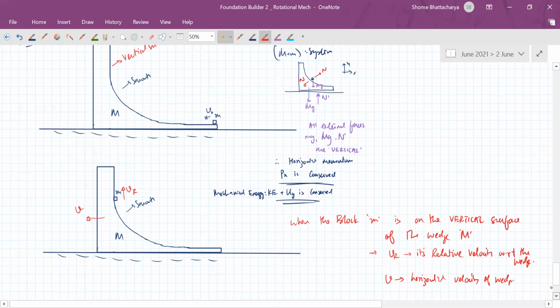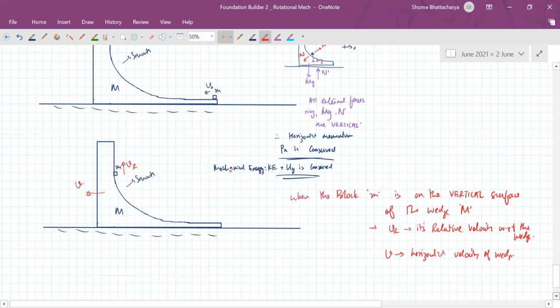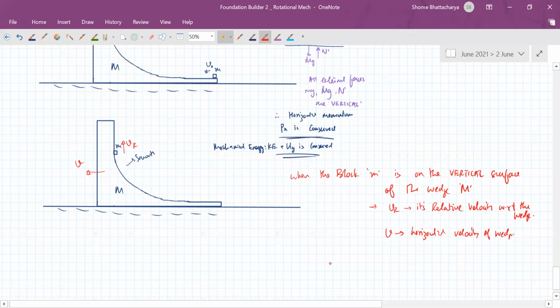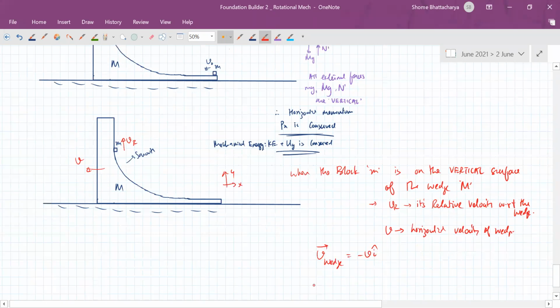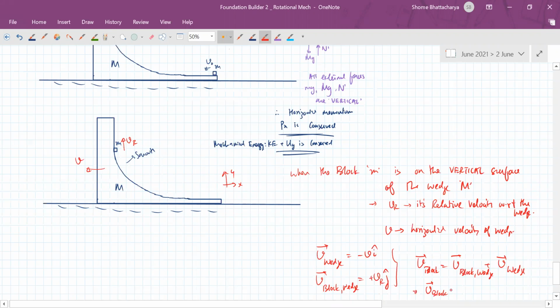At that point of time, if you take this as your X and Y axis, you can see that the velocity of the wedge with respect to the ground frame is minus V i cap. But the velocity of the block with respect to the wedge is equal to plus VR j cap. So the velocity of the block in the ground frame is the relative velocity plus the velocity of the wedge. It has the horizontal component minus V and the vertical component VR, like this.